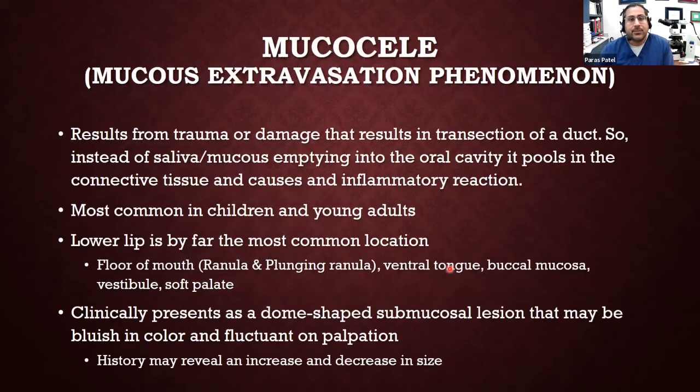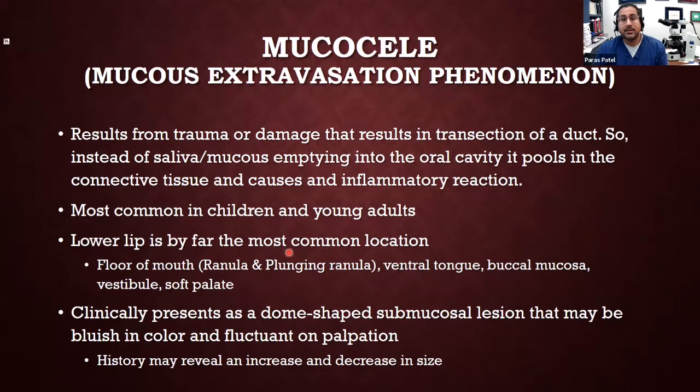All right, so moving on to mucoceles. A mucocele is the result of trauma or damage to a salivary duct. Now, instead of that duct being connected to the surface and excreting saliva into the oral cavity, it has been transected somewhere within the soft tissue. As a result, instead of the saliva being pulled out into the oral cavity, it is now pooling in the connective tissue. Your body deems that mucin as foreign and establishes an exuberant granulation tissue reaction to it, walls it off and produces a bump. And that is pretty much the basis of a mucocele.